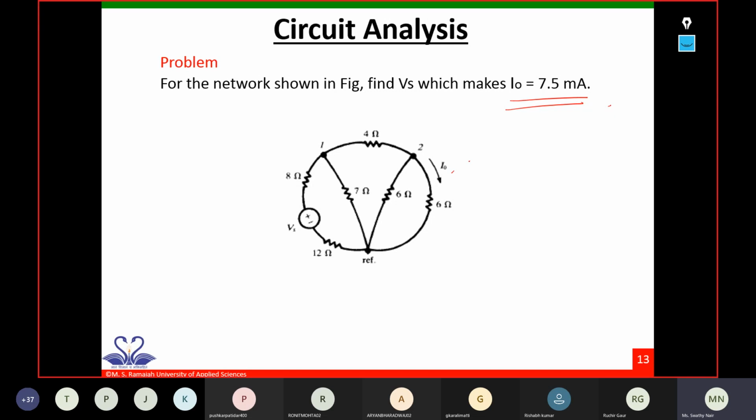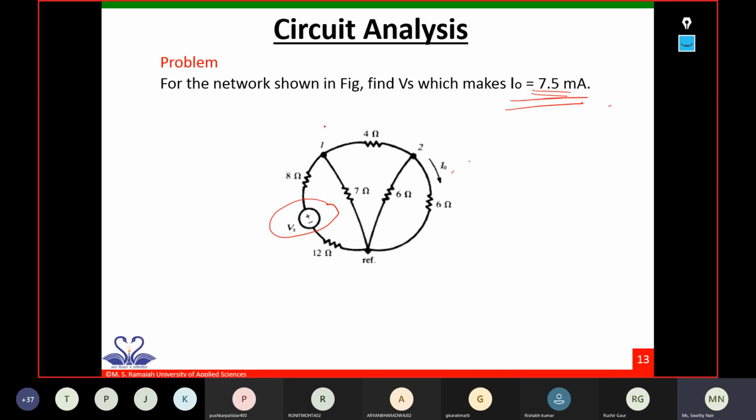Have you taken down the figure? Network? Yes, ma'am. Okay. So here, what is given? Here it is a little bit in a different way it has been asked, right? Vs, this voltage Vs we have to find out, so that I0 is equal to 7.5 milliamps.